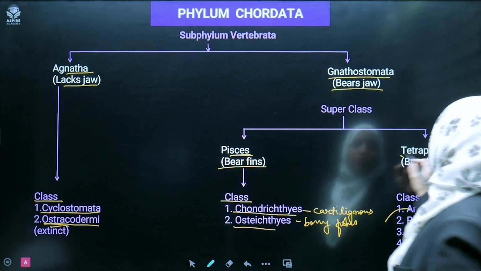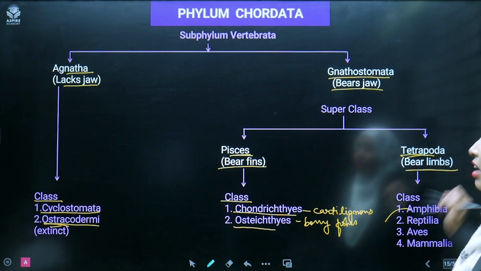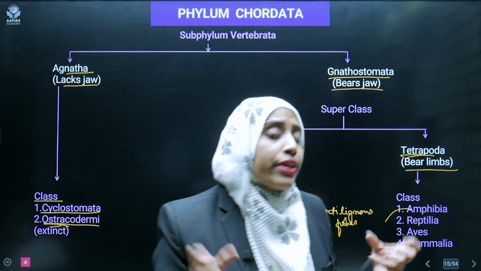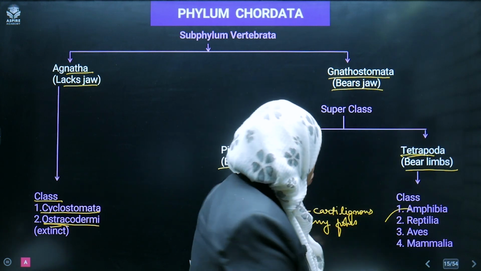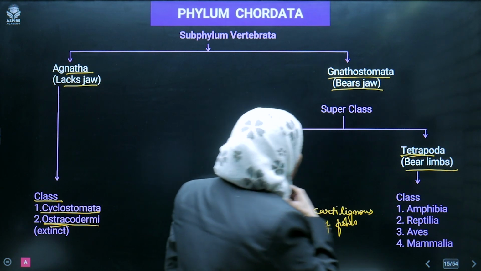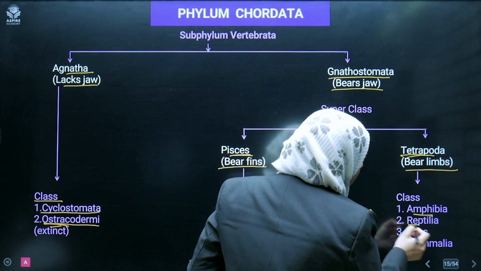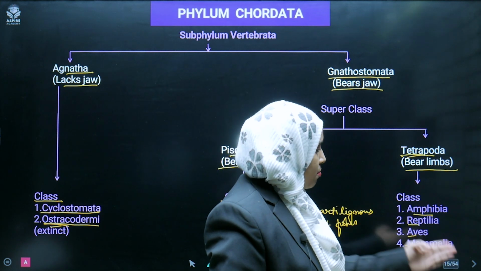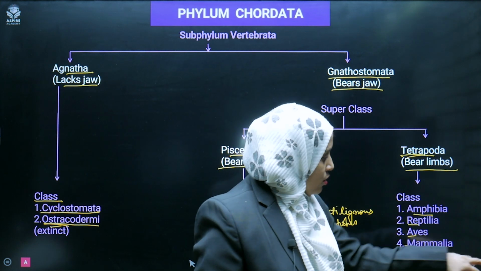And all the Tetrapoda bear limbs. They have limbs, either forelimbs and hind limbs counted together, so it is 4. That is Amphibia class over here, Reptilia, Aves, then Mammalia. Aves is the bird, and Mammalia, the mammals.